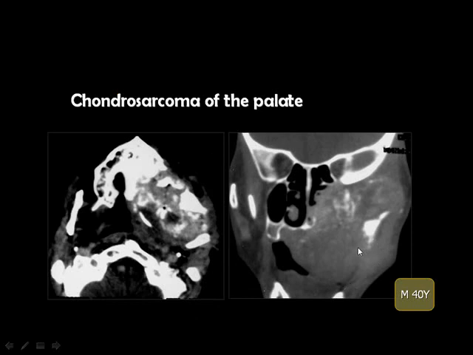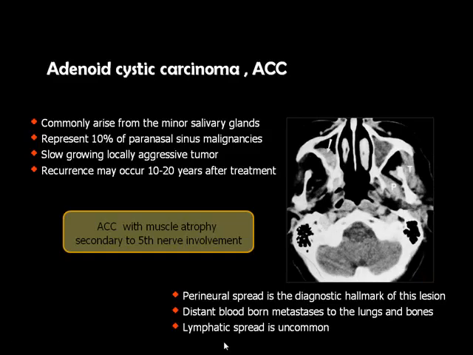Also, we have a policy: whenever you identify a malignant lesion in the region of the paranasal sinuses or anywhere in the body, and you see that this lesion contains matrix calcification, then you may suggest the possibility of chondrosarcoma or osteosarcoma. And this is a chondrosarcoma of the hard palate on the left side, infiltrating the region of the hard palate as well as the region of the mandibular ramus and protruding into the oropharynx.